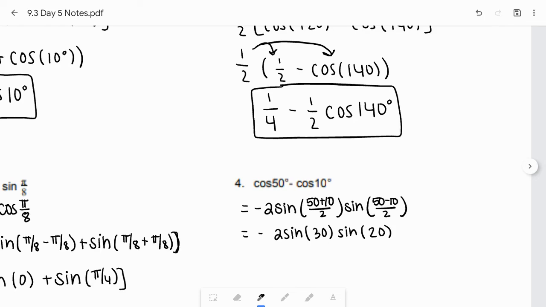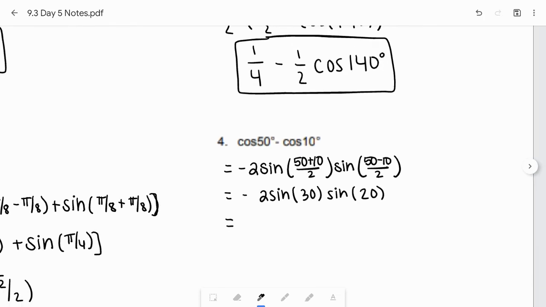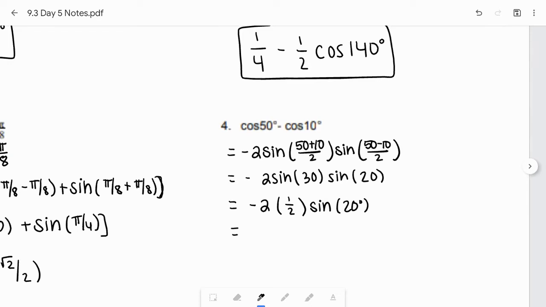Okay, so now we can use our unit circle again. So we would have negative 2 times, now sine of 30 degrees, that's going to give us 1/2. And then sine of 20 degrees, we don't know that, so we just leave that as sine of 20 degrees. So my final answer would end up being negative sine 20 degrees.